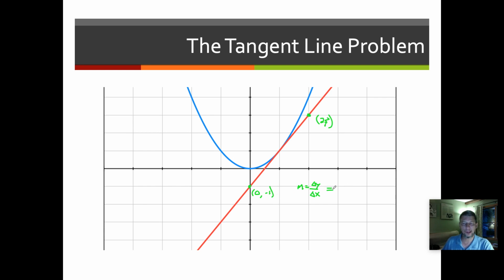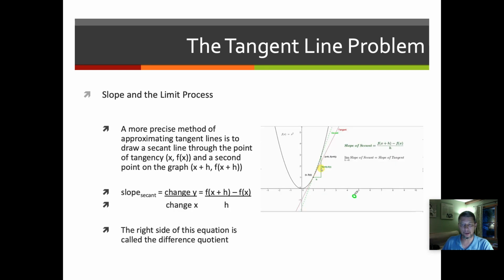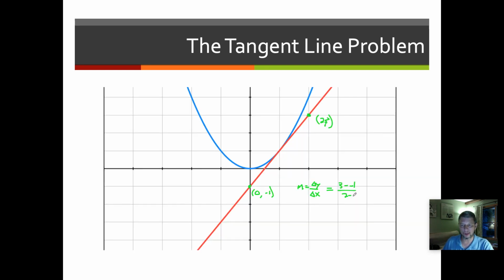And so in this case, delta y is going to be 3 minus -1, all over delta x, which is 2 minus 0. And so that's going to give me 4 over 2, or 2. And so I know right off the bat now that the slope of the tangent line is 2. Everybody follow that? That is the way that we calculate the slope of a graph at a given point.